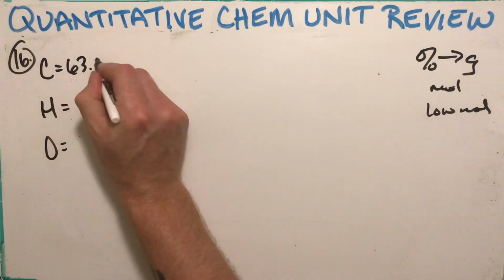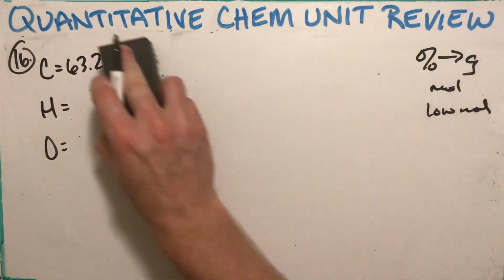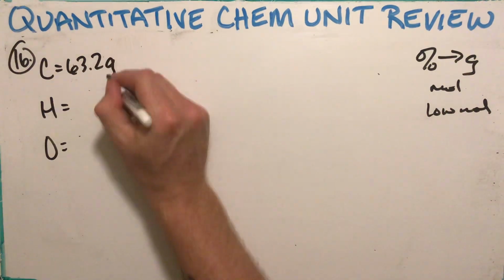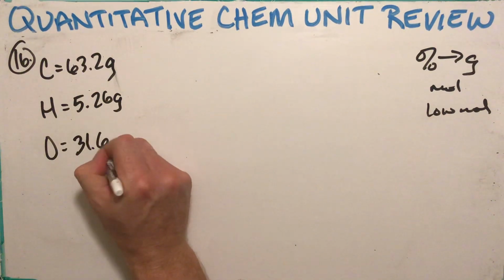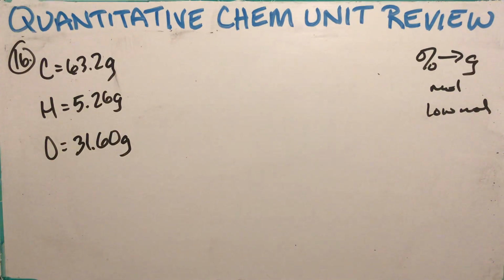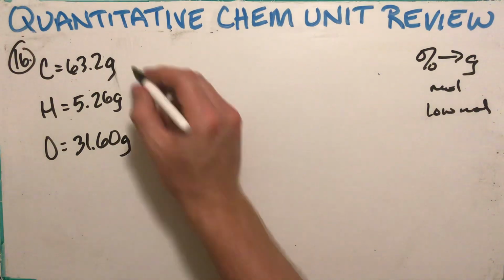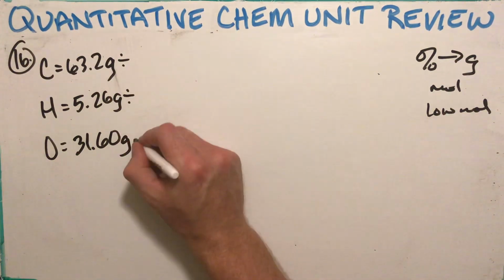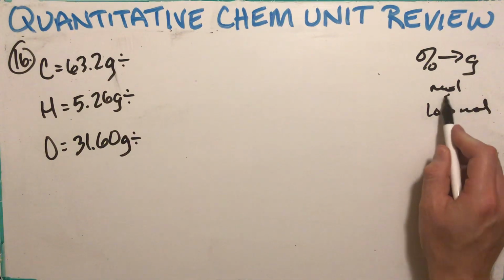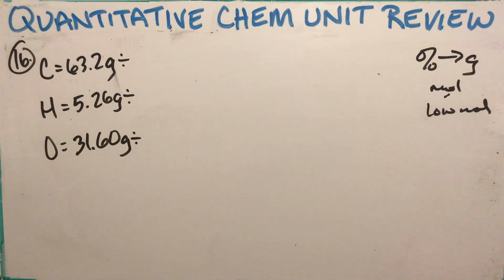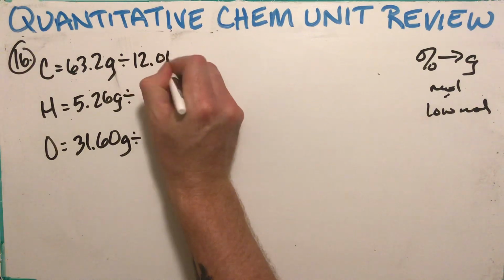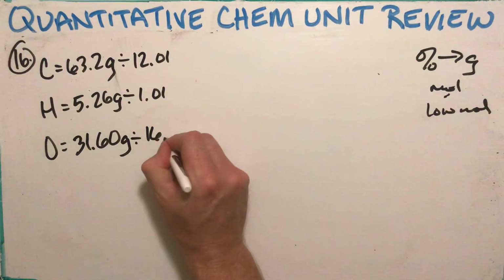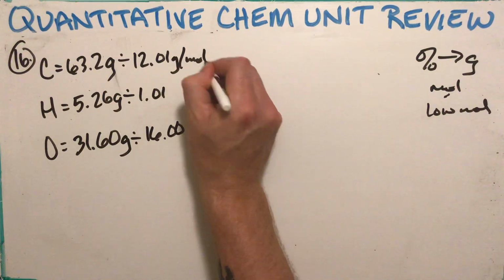So 63.2% becomes, whoa, I wrote the percent again. It becomes grams. Hydrogen, 5.26% becomes grams, and the 31.60 of oxygen becomes grams. These 3 numbers should add up to 100 or pretty darn close, depending on the rounding. The next thing I'm going to do is divide by the molar mass to get the moles. Formulas are based on amounts. Amounts in chemistry is moles. They're not based on grams. So I got to turn the grams into moles. So on the periodic table, carbon is 12.01, hydrogen 1.01, oxygen 16, and that's all grams per mole.